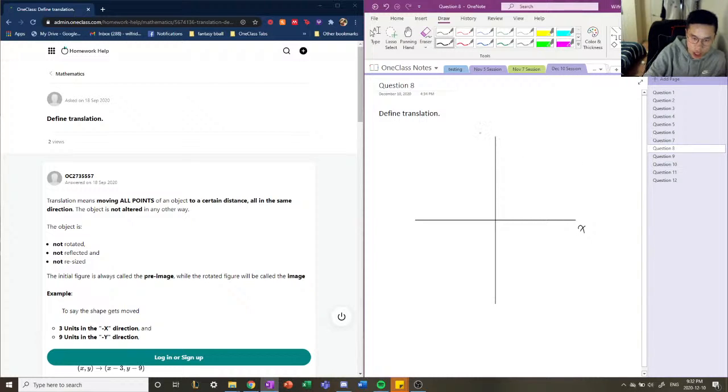So let's label our axes here, and we'll show you an example of what a translation is. I'm also going to describe what the junior tutor wrote too. So the translation means moving all points of an object a certain distance, all in the same direction. The object is not altered in any way. And what they mean by altered is that it's not rotated. Rotating means that we're taking the points of the object and rotating them in the clockwise or counterclockwise direction. Reflected means that we're not reflecting it across an axis or a line. And resized means that we're not minimizing or maximizing it.